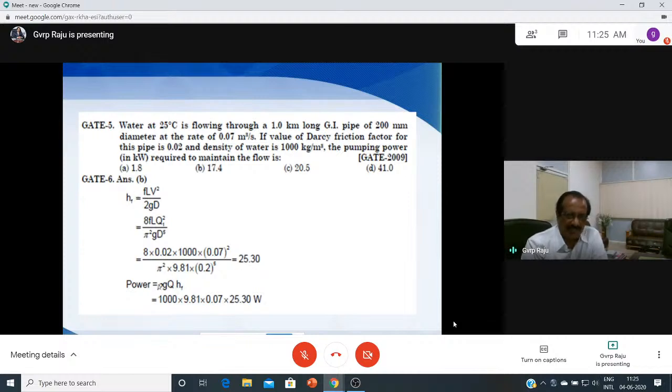Now the power equation is rho g Q hf, where rho is 1000 kg per meter cube into 9.81, so I get newtons here. Q is 0.07 meter cube per second, and hf is in meters, so this is in watts. The answer here is 17.4. If you do this multiplication, dividing watts by 1000, we get 17.4 kilowatt.